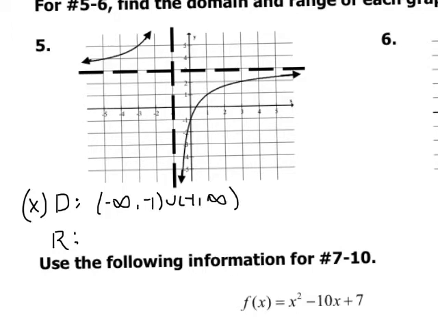So same idea for range. Start at the bottom, everything's okay. As I move to the top, everything's okay, except I'm going to be stuck at this y level right here. The only way I can keep going is if I pick up my pen and go back. So I'm skipping the y value of 3. So negative infinity to 3 and 3 to infinity.